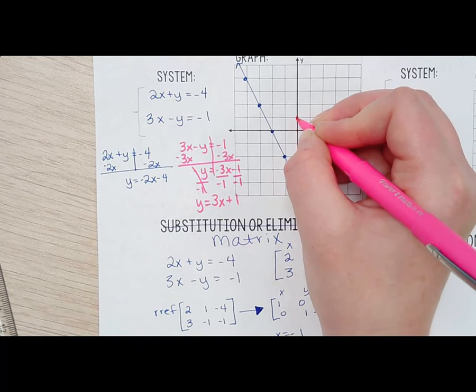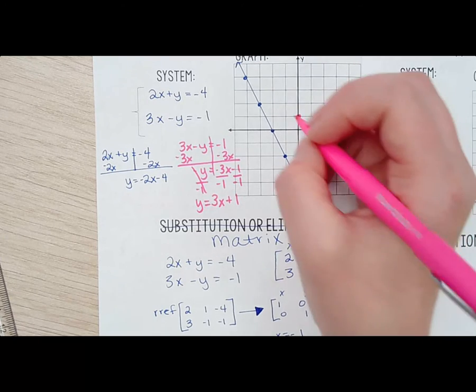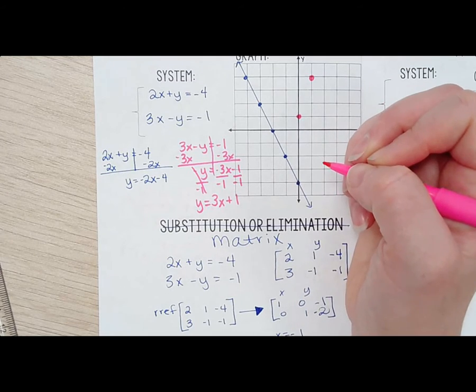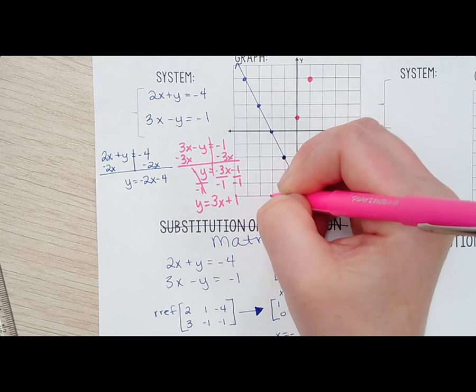So plot our y-intercept, which is at positive 1. And it's a positive 3 slope. So that means I need to go up 3 over 1. Yep, you can go down 3, left 1, down 3, left 1.